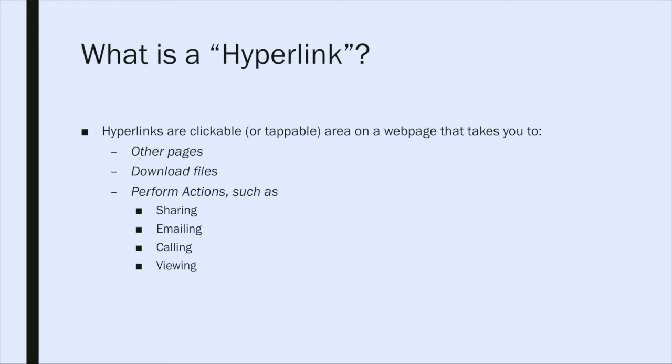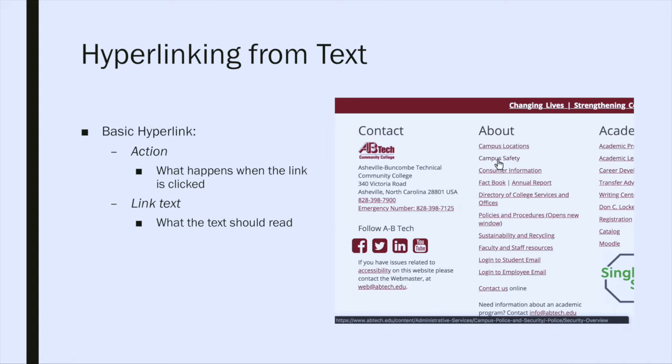A hyperlink is a clickable or tappable area on a web page that takes you to other web pages, download files, and perform actions such as sharing, emailing, calling, or viewing other items on the web. If you are to use a hyperlink from a text-based action, you are going to have two basic actions. Your basic hyperlink consists of an action, basically what happens when the link is clicked, and a link text, or what the text should read.